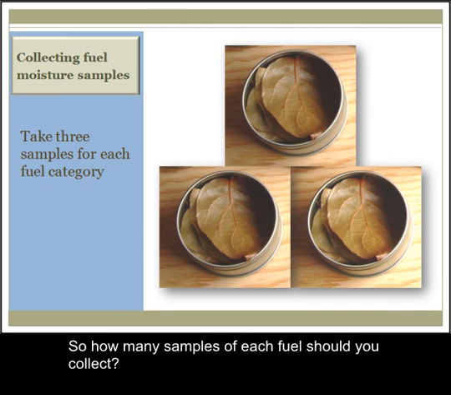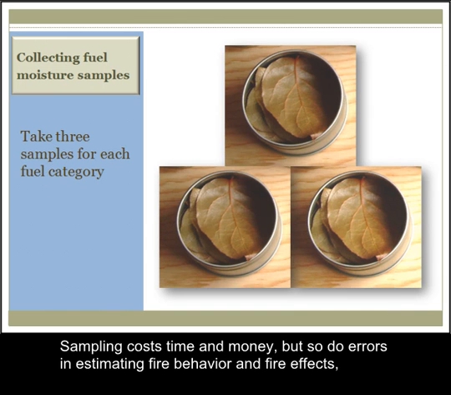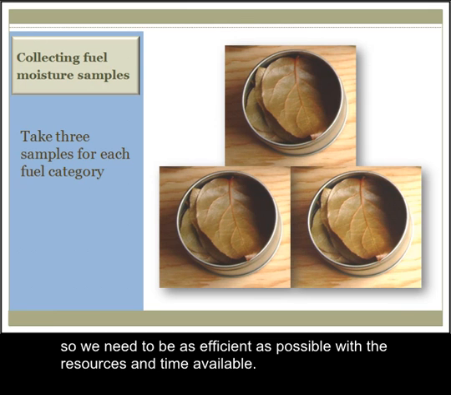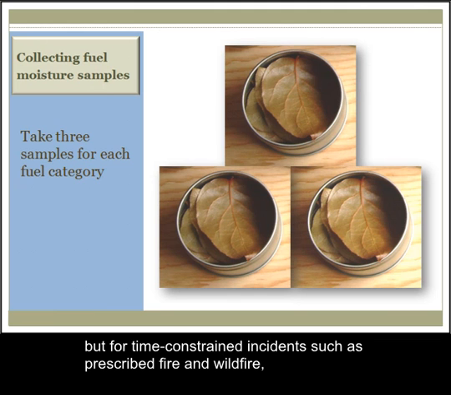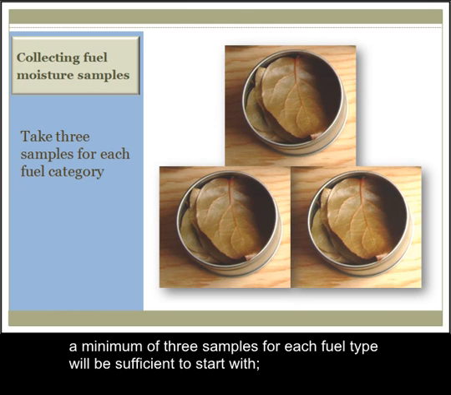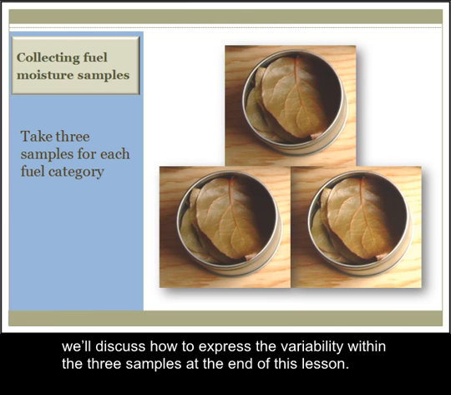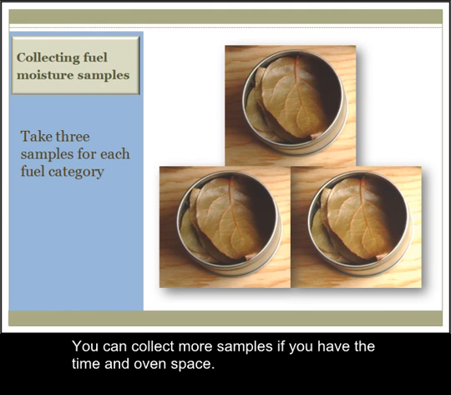So how many samples of each fuel should you collect? Sampling costs time and money, but so do errors in estimating fire behavior and fire effects. So we need to be as efficient as possible with the resources and time available. There are ways to calculate the number of samples needed for high levels of accuracy, but for time-constrained incidents, such as prescribed fire and wildfire, a minimum of 3 samples for each fuel type will be sufficient to start with. We'll discuss how to express the variability within the 3 samples at the end of this lesson. You can collect more samples if you have the time and oven space.